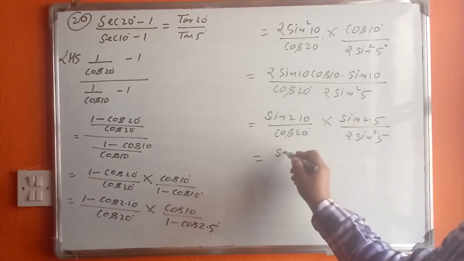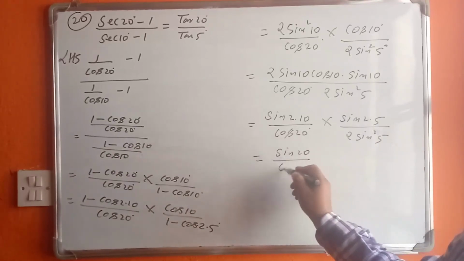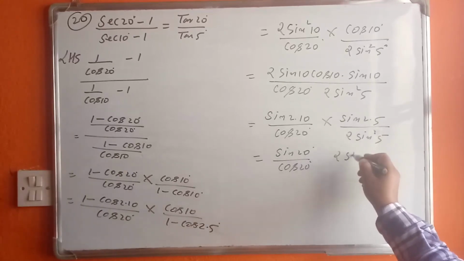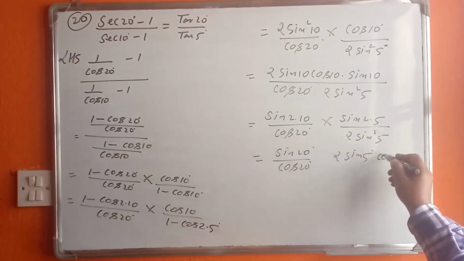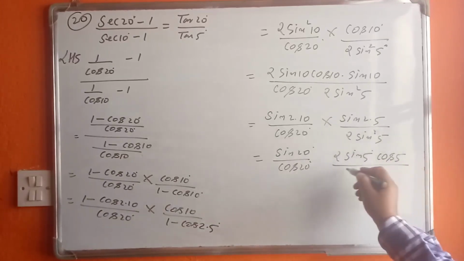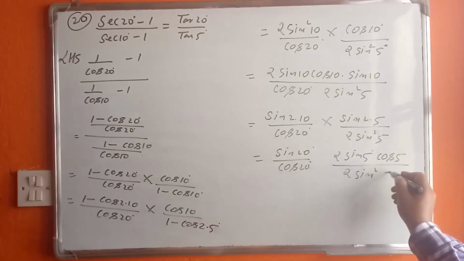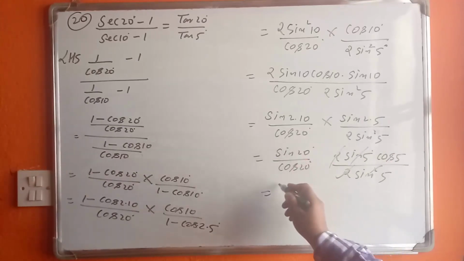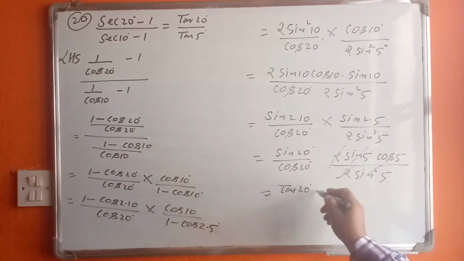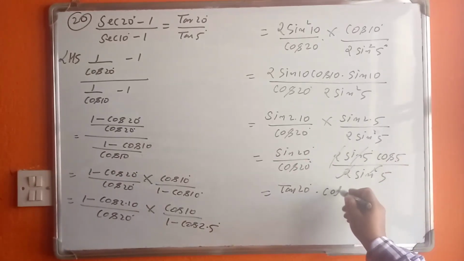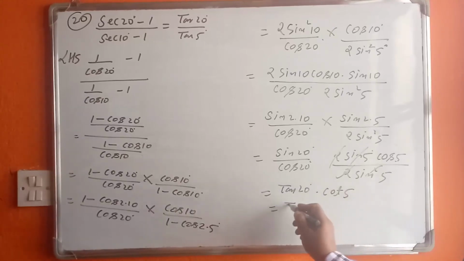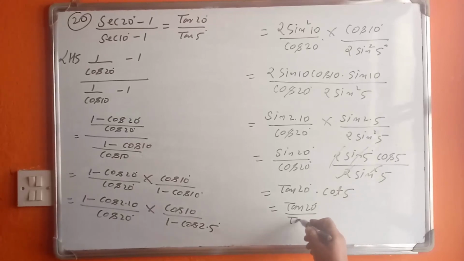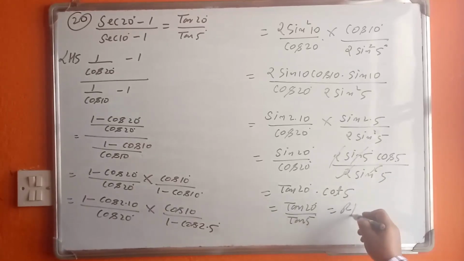Now this is sin 20 degree by cos 20 degree. This is the sin 2a formula, 2 sin a cos a: 2 sin 5 degree cos 5 degree by 2 sin square 5 degree. Now cancel. The 2 cancels, sin 5 square cancels. Sin by cos is tan 20 degree. This cos by sin is cot 5 degree. Now tan 20 degree as it is. Cot 5 degree is 1 by tan 5. So tan 20 degree by tan 5 degree, equal to the RHS.